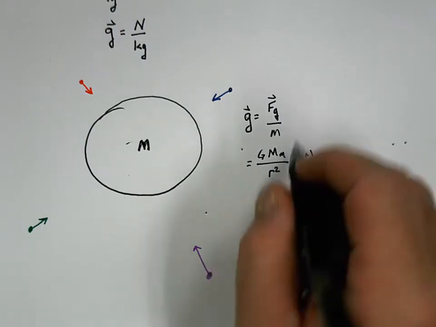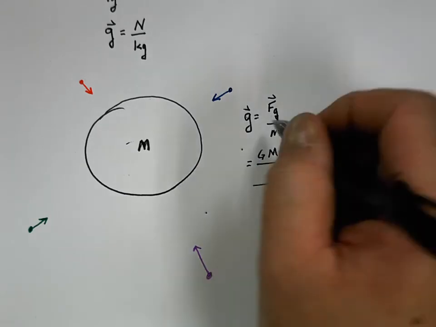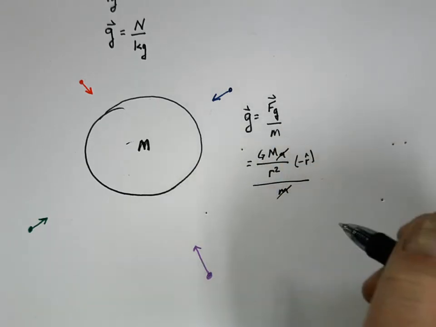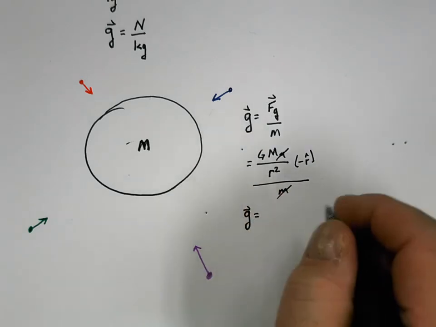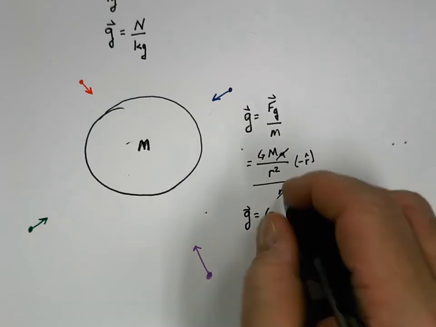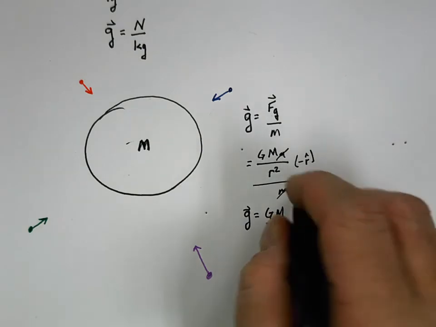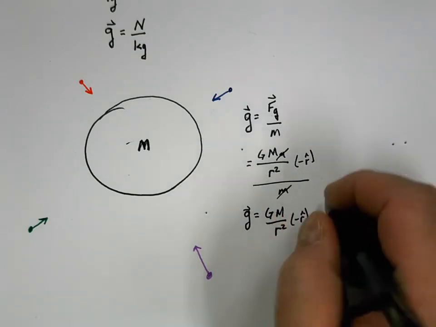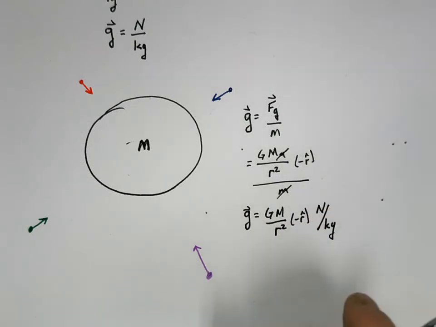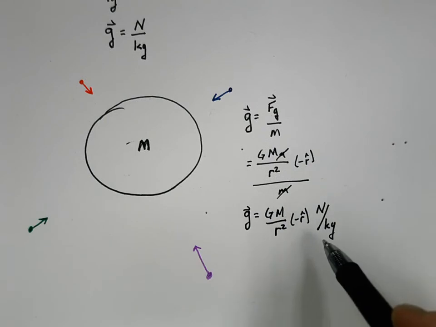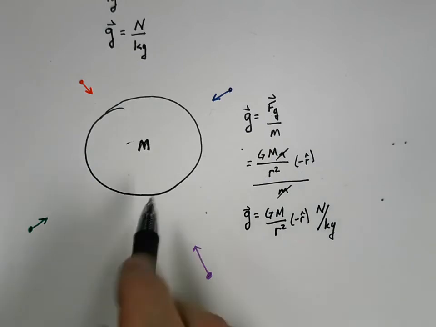Okay, and here's our m, so we're going to divide this whole thing by our little m, the mass of the accelerating object, and then all of a sudden that goes away and that goes away, and we are left with a g that is equal to big G, big M over r squared, in the negative r hat direction, and this is in units of newtons per kilogram, and this is our field. This is the acceleration due to gravity when you are around this planet.